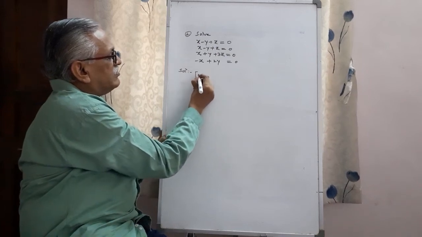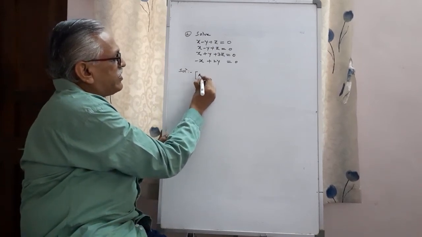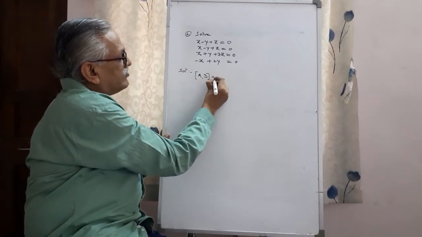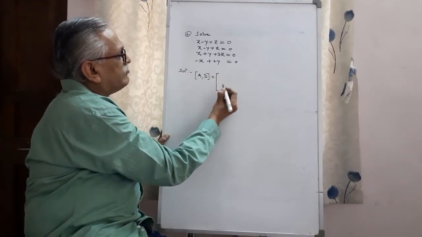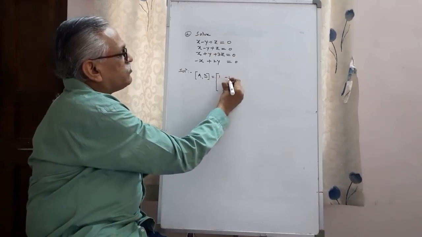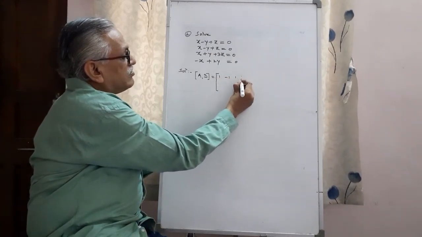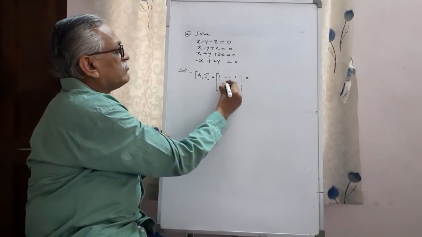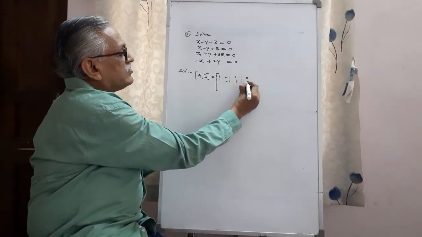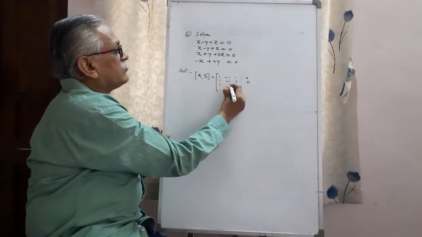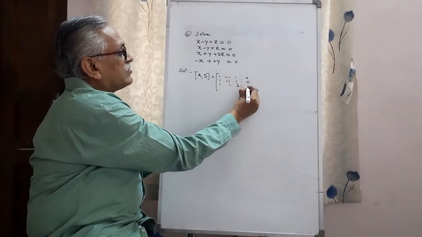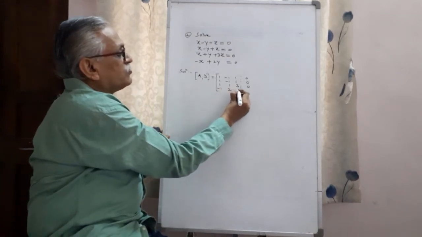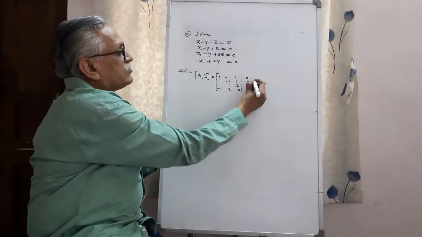Taking a combination of matrix A and matrix D as an augmented matrix. Here it is 1, minus 1, 1. Second row is again 1, minus 1, 1. Then 1, 1, 3, and minus 1, 2, 0, and 0.